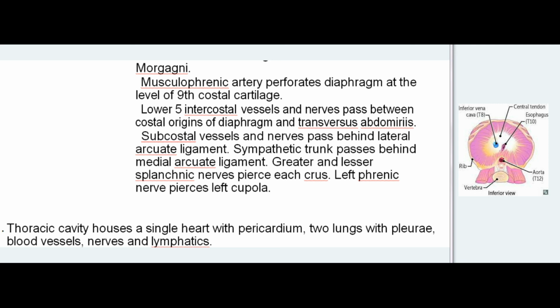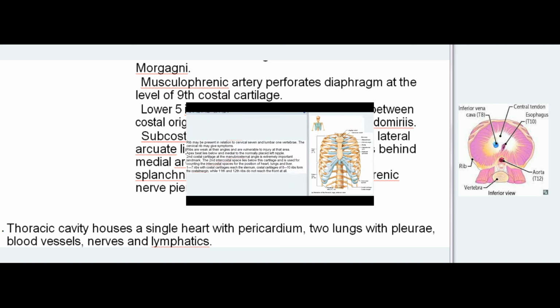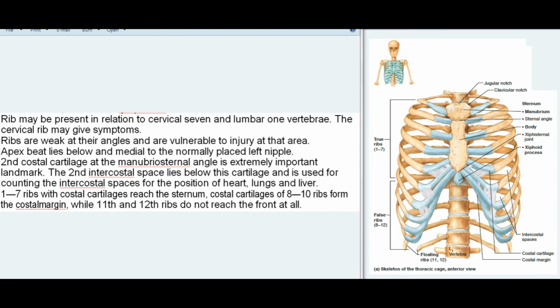Thoracic cavity houses a single heart with pericardium, 2 lungs with pleurae, blood vessels, nerves, and lymphatics. Rib may be present in relation to cervical 7 and lumbar 1 vertebrae. The cervical rib may give symptoms. Ribs are weak at their angles and are vulnerable to injury at that area.